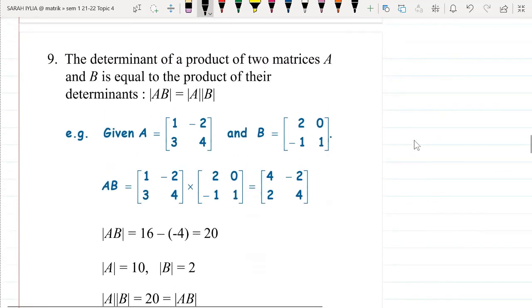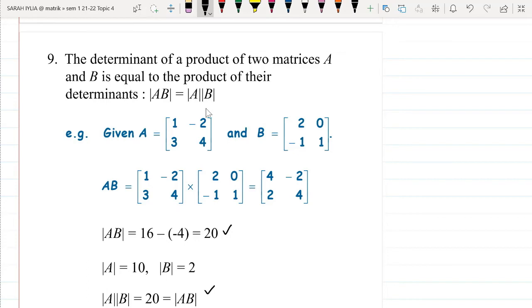Last one, properties number 9. The determinant of the product of two matrices is equal to the product of their determinants. Okay. Kita ada dua matrix yang kita darabkan. Kalau kita darab dan cari determinant, jawapan dia akan sama dengan kita cari determinant setiap satu dulu, lepas tu baru darabkan. Contoh kat situ lah dia bagi determinant of AB is equal to determinant of A times determinant of B. Awak nak darab dulu baru cari determinant boleh.